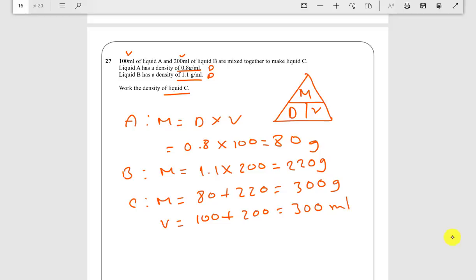milliliters. Now we need to work out what the density of liquid C is. So density is going to be mass divided by volume. So the mass is 300 grams of liquid C, and the volume is 300 milliliters. So 300 divided by 300 is 1 gram per mil. So answer is 1.